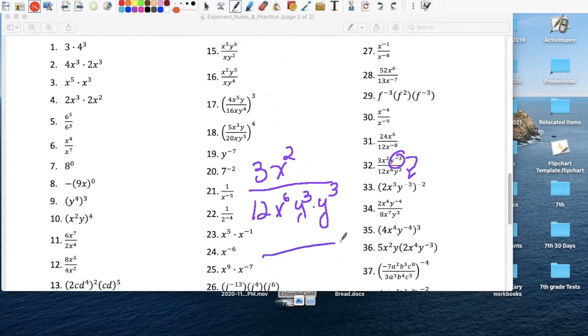Here's my fraction bar. 3 over 12 is 1 over 4, right? x squared and x to the sixth power, so this and this is going to simplify and become x to the fourth power. And then y to the 3 times y to the 3. Remember, bases are the same. We add the exponents, and that's my final answer.